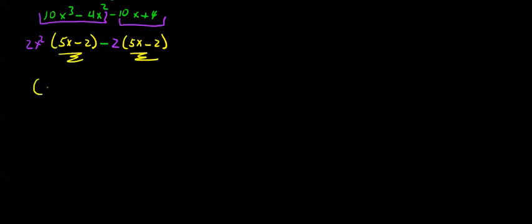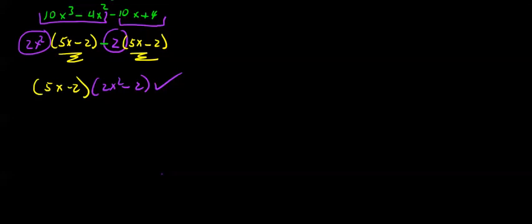5x minus 2 is common, and we're left with 2x squared minus 2. And we're done. That's it. Possibly the easiest way there is to factor. You don't have to look for combinations, just have to pay attention to signs.